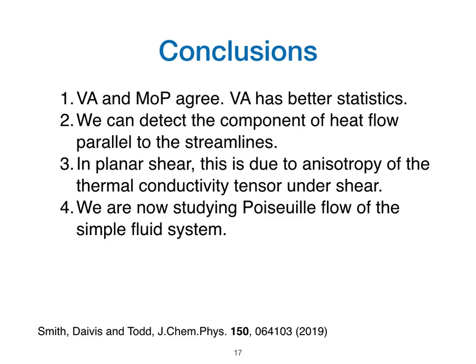So in conclusion, what we find is that the volume averaged and the method of planes, or surface averaged, results for the heat flux vector do agree, but the volume average results have better statistics because you're using all of the particles within a little volume delta V to evaluate the heat flux. We can detect the component of heat flow that's parallel to the streamlines, even for a simple fluid, and we'd expect that this might be a stronger effect when you have a strongly anisotropic fluid like a polymer melt.